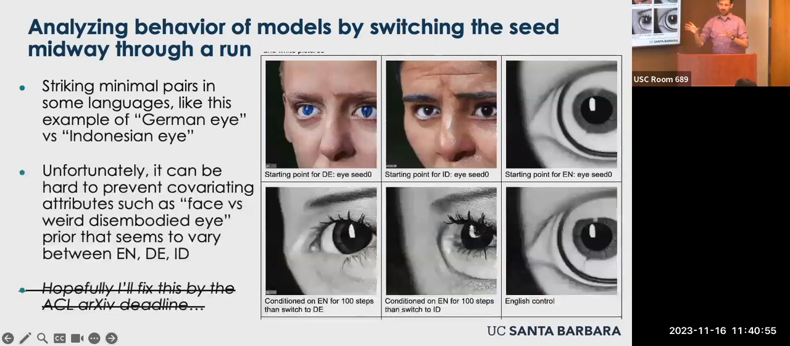We can also find really striking examples of the demographic differences, but this is also where we start running into problems. For example, for whatever reason, Stable Diffusion 2, when I generate an English eye, generates this creepy orb eye on the side. It does the same thing in Spanish as well. There's just a lot of noise and a lot of finickiness, and that's why I didn't make the arXiv deadline. But hopefully I will fix it by the ACL arXiv deadline. And I really do think this is a promising direction.